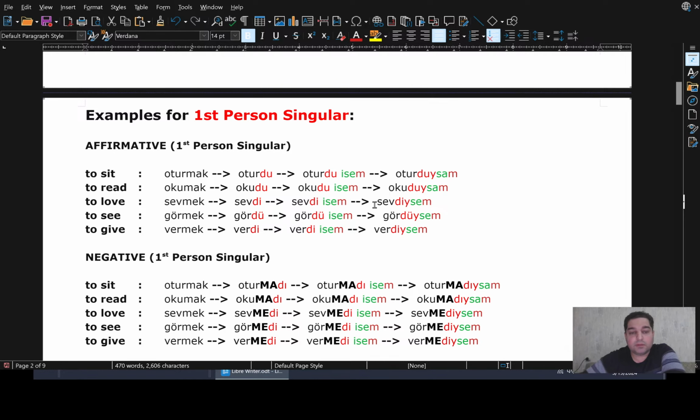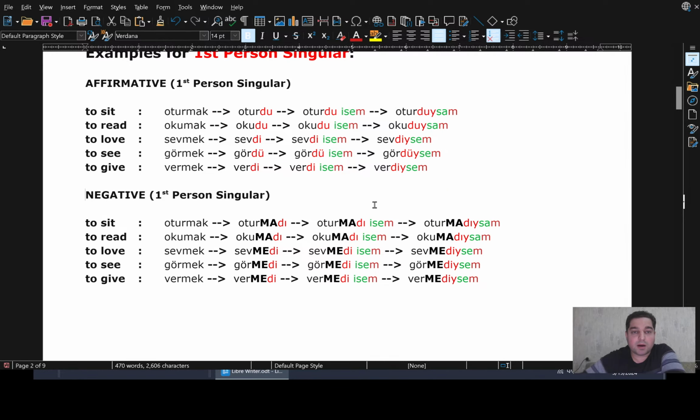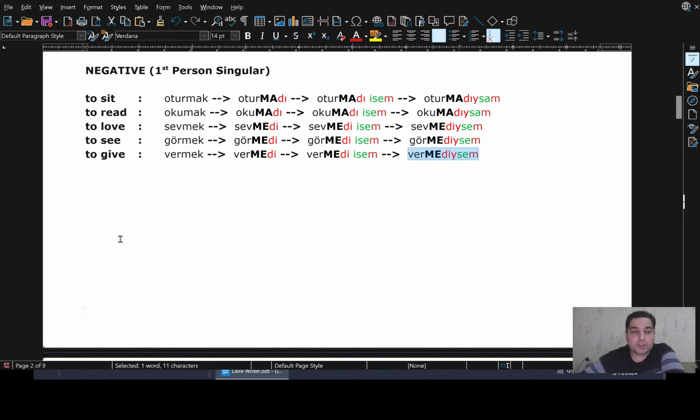For the negative, it will be what? We just add what? Ma, right? Oturmak becomes oturmadı, and ultimately oturmadıysam. For okumak, it becomes okumadıysam. Sevmek becomes sevmediysem. Görmek becomes görmediysem. And vermek becomes vermediysem.